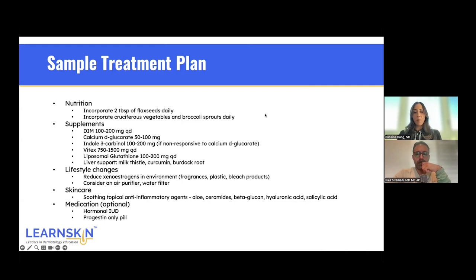And then topically is another great place to add on. A lot of women with more of the estrogen-based acne tend to have more of an inflammatory acne. So I like to add in aloe, ceramides, beta-glucan, hyaluronic acid, things to calm and soothe the skin. Salicylic acid, potentially, if they're having more sebum production, but that tends to actually be more so with the higher androgens.